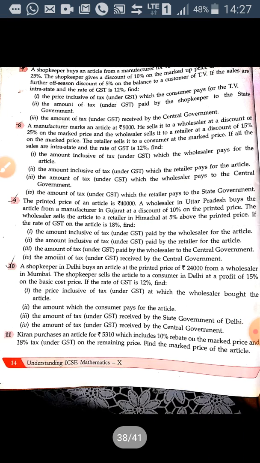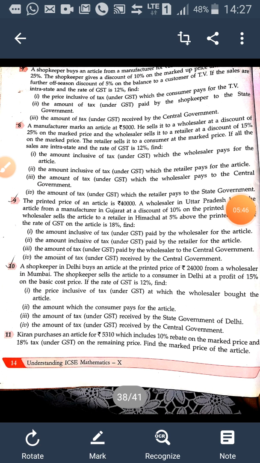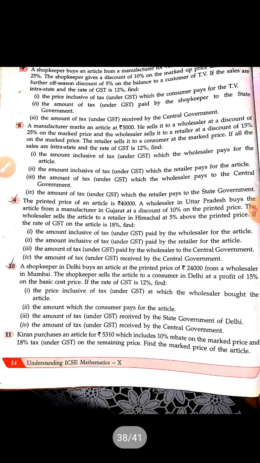Now we move on to sum number 11, and again I want you to read this sum. The sum says that Kiran purchases an article for rupees 5310. This is not the listed price or the marked price. This is what Kiran hands to the shopkeeper after she has bought it, which includes a 10% rebate. Rebate means discount on the marked price, and 18% tax on the remaining price. Find the marked price of the article.